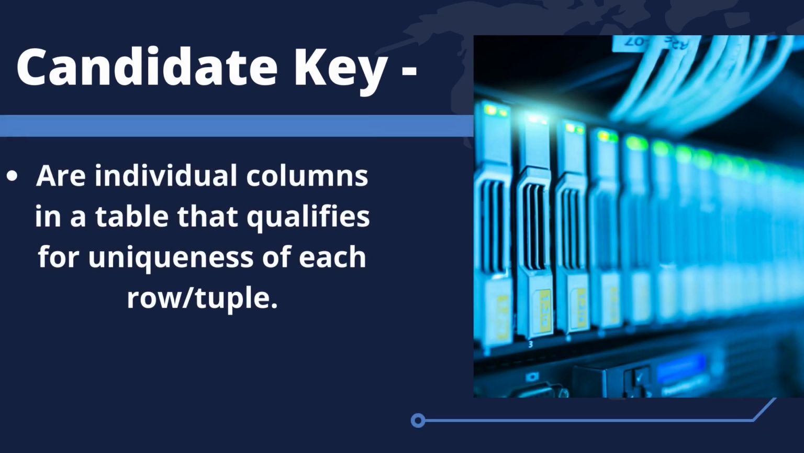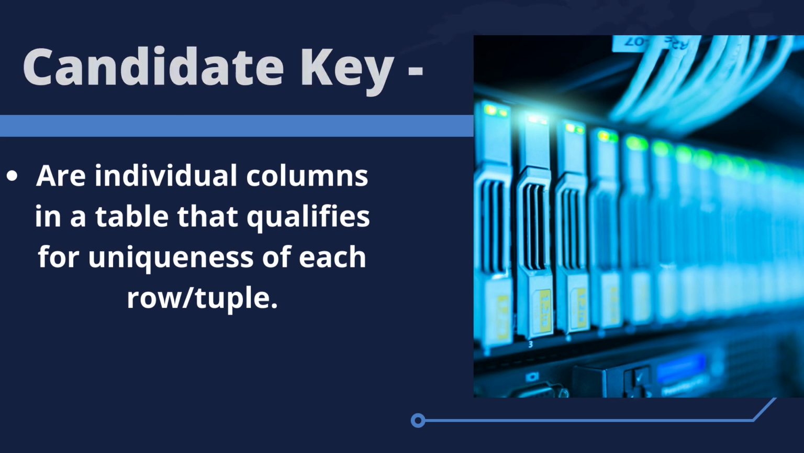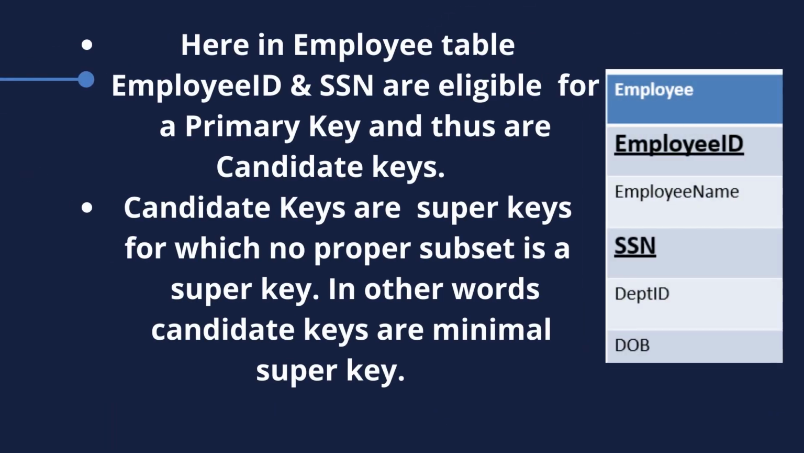Now we'll discuss the candidate key. Again, in simple words, a candidate key means a bunch of primary keys. Let's say they are individual columns in a table that qualify for uniqueness of each row or a tuple in a table. Here is an example: in an employee table, employee ID and SSN are eligible for a primary key and thus are candidate keys. Candidate keys are super keys for which no proper subset is a super key. In other words, candidate keys are minimal super keys.